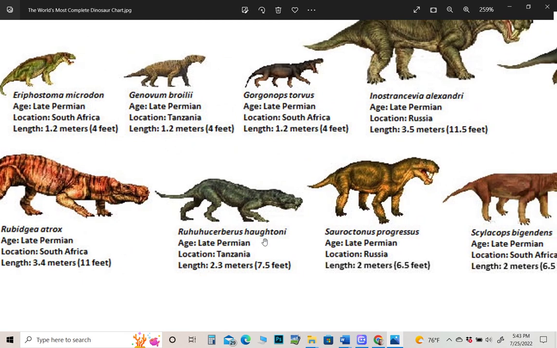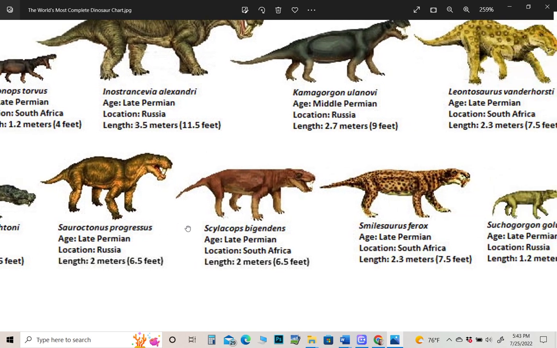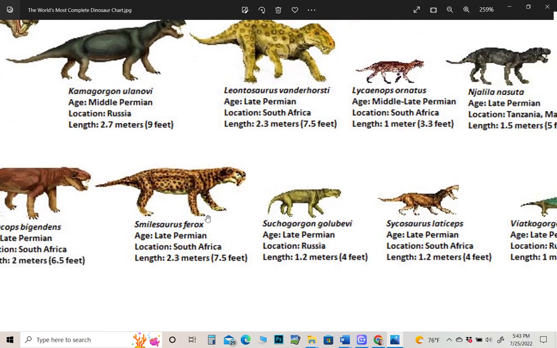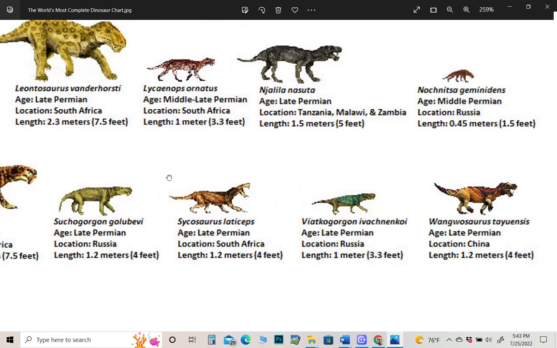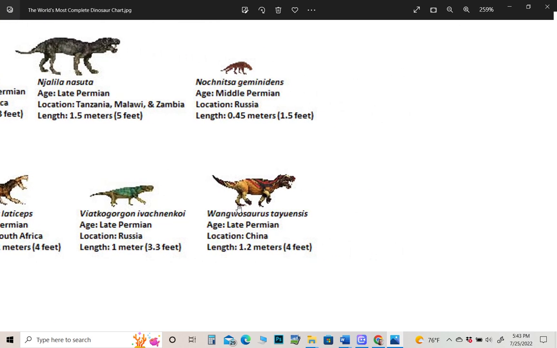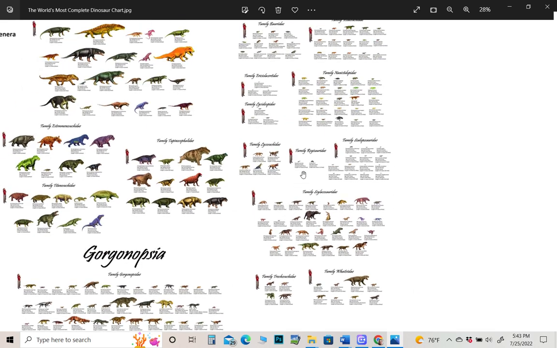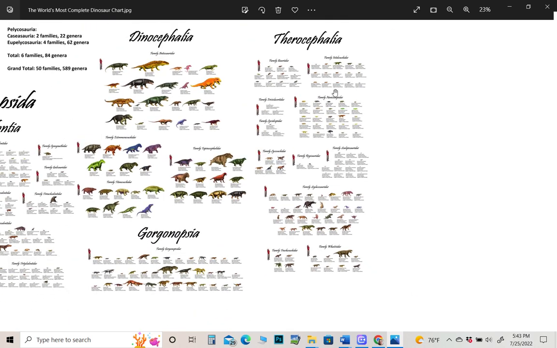Ruhu Cerberus, Saroctonus. Oh, let's see if you pronounce that right. Ruhu Cerberus. I got it right. Saroctonus, Skylocops, Smilosaurus, Suchogorgon, Psychosaurus, Vitacogorgon, and Wingwosaurus. All right. So we have one last subgroup, the Therosophilians.